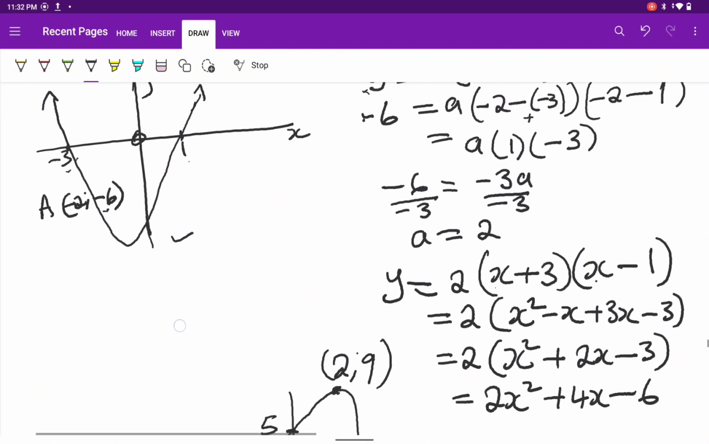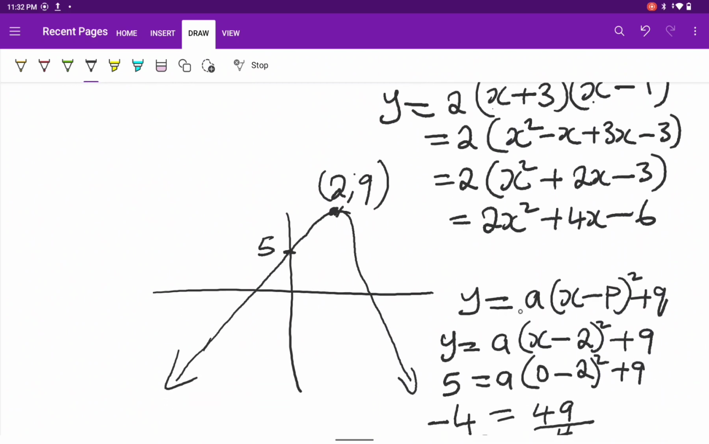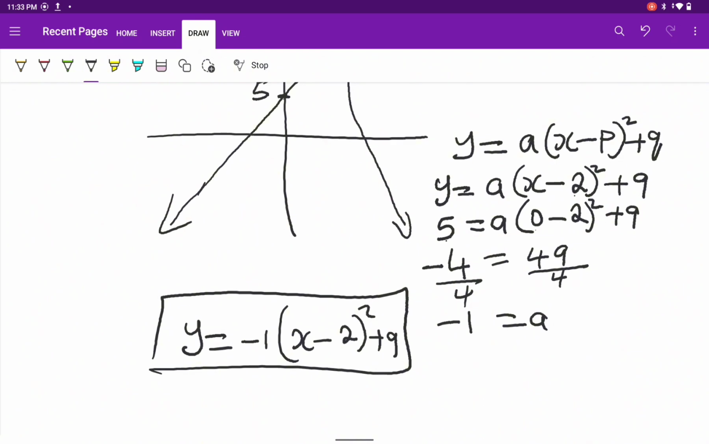The second case is when we are given the turning point and 1 point. In this case we use the equation y equals A into x minus p all squared plus q. So we substitute the turning point 2 and 9, and then we substitute the point, where the y value is 5 and the x value is 0. So we are able to calculate the value of A here too, and when we finish we substitute it back and get our equation. So I take it that now we are able to calculate the equation of a parabola.